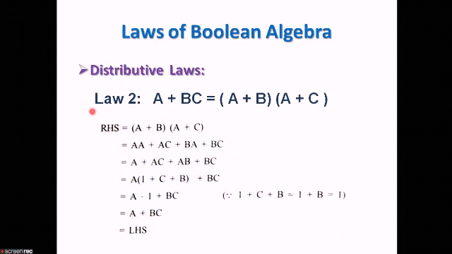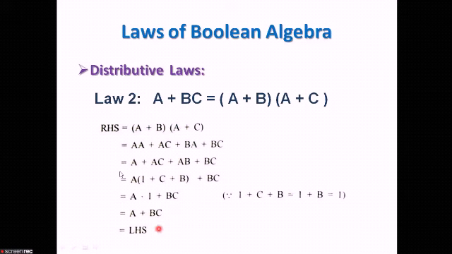The second law states that A plus B into C will be equal to A plus B, which is inside the brackets, into A plus C, again inside the brackets. So, this law states that the ANDing of several variables, and then ORing the result with a single variable, is equivalent to ORing that single variable with each of the several variables, and then ANDing the sums. This can be proved algebraically.